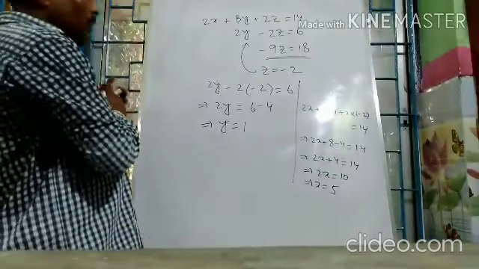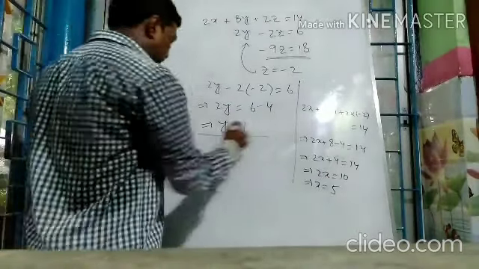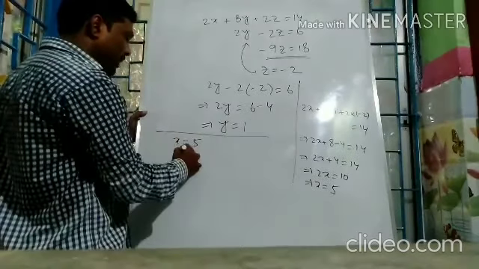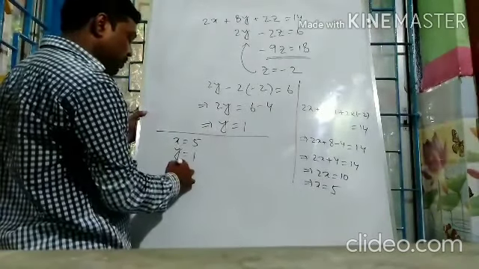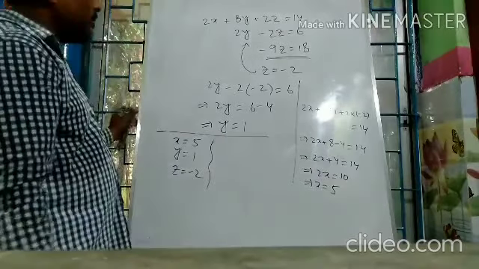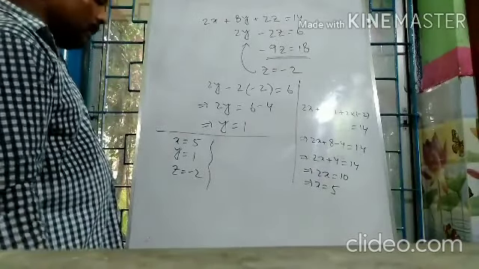So the solution of the system of equations is x equals 5, y equals 1 and z equals minus 2. So this is the solution of the given system of equations using the Gauss elimination method.